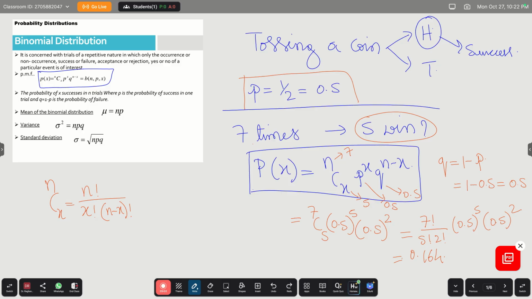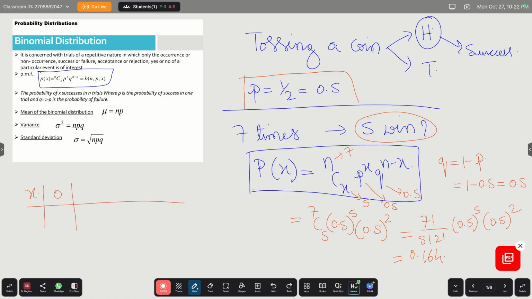So I hope you have understood when and how to apply binomial distribution and the PMF. Once you have the PMF, you can prepare the probability distribution table also for this, because whenever you play a game 7 times, it's not necessary that you will win 5 times always. There is a possibility that you will not win at all. So your success will be 0 times, or you may win only 1 time, or you may win 2 times, you may win 3 times. So all the possibilities are there.